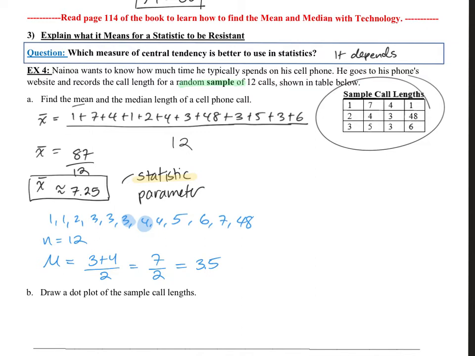Okay, so one thing you might notice is I counted duplicates of the same value, and you're going to do that when you're using your data. Make sure to include the duplicates. So M equals 3.5. We'll go ahead and box that.